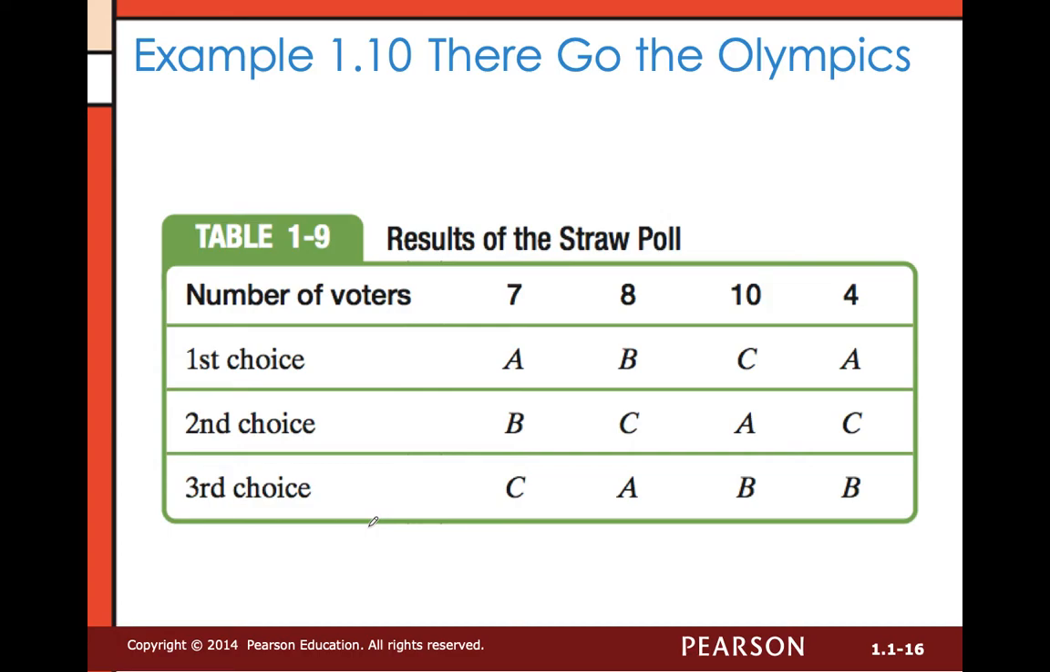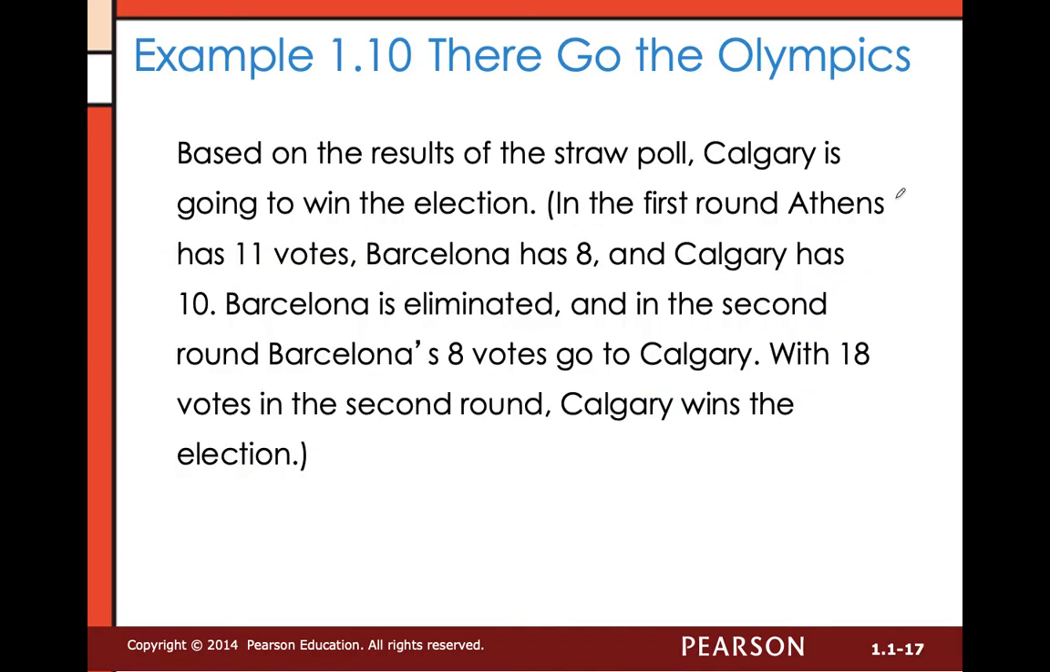All right, so we've got the 3 cities. Based on this, it looks like A, with 11 votes, is in the lead. However, there's no majority. So let's go through and use plurality with elimination to decide who's going to host the Olympics. Based on the results of the straw poll, let me go ahead and show that to you now.